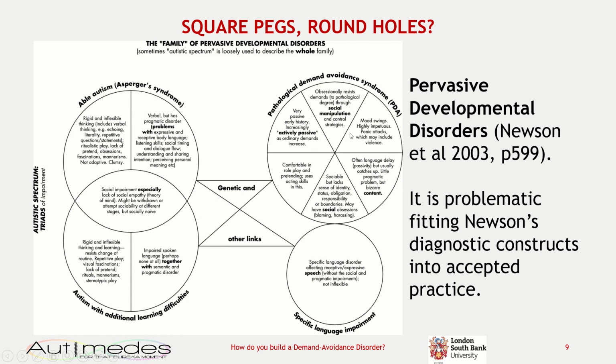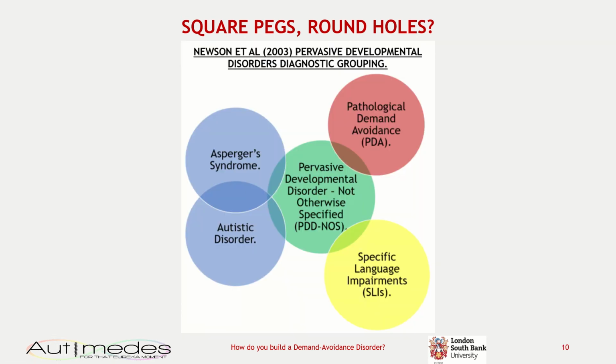She's got PDA traits here, and the triad of impairment, which the autism spectrum is based on. It's worth noting that Newton did not view PDA to be part of the autism spectrum, and it's why I say here that Newton's diagram is problematic and doesn't fit into accepted practice. I'll go into that a bit next.